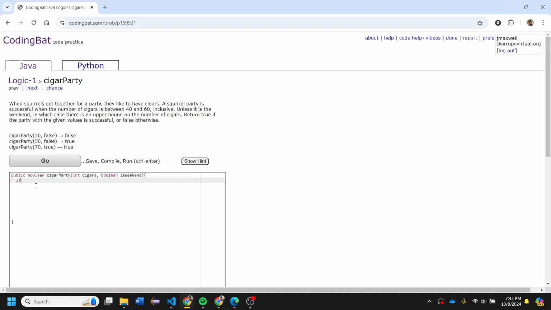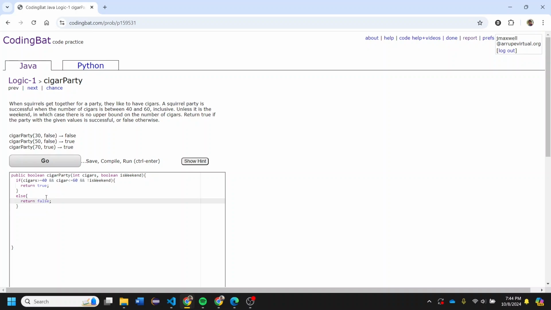So let's apply the rules they gave us. If cigars greater than or equal to 40, and cigars is less than or equal to 60, I think. And where did I get those numbers? Up there. And let's put a little space in there. And not isWeekend. See that? The negation operator, not. Okay. Let's go return true. Yeah, that's what we want to do. And then we'll just put else. I know we're not really figuring everything out, but return false.